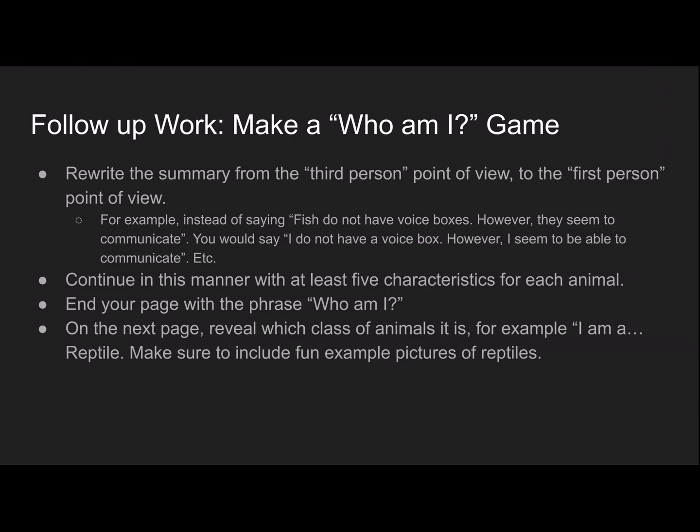So for your follow-up work, this is what I just described. Rewrite from the third person point of view to the first person. So instead of saying fish do not have voice boxes, you'd say, I don't have a voice box. However, I seem to be able to communicate. So choose at least 5 characteristics for each animal, and end your page with who am I? And then at the last page, reveal which class of animals it is. And include lots of fun pictures.